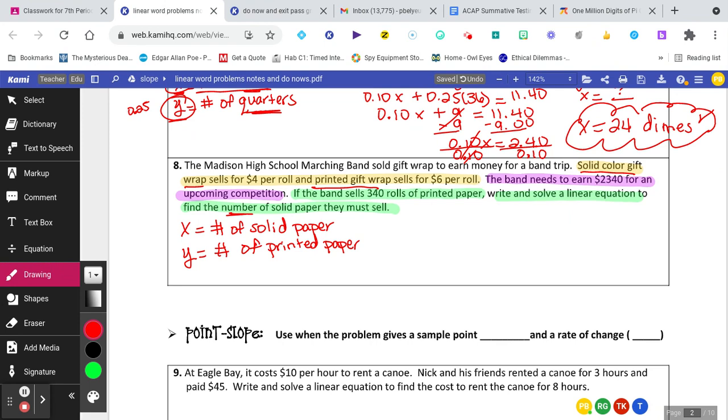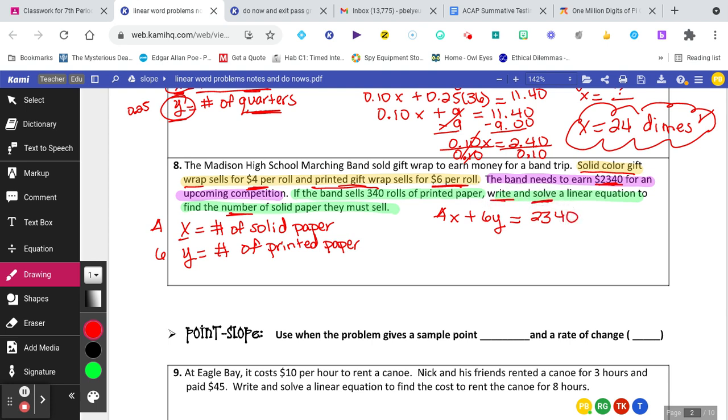So now what I need to do is attach a coefficient in front of X. What's going to sit in front of the X? What value is associated with the solid paper? Well, I know the solid color gift wrap sells at $4 per roll, so 4 is going to sit in front of it. So it's going to be 4X plus, and then the printed gift wrap sells at $6 per roll. So I know the 6 is going to go with the Y, plus 6Y. But the total sales need to come to $2,340. That's my equation, so I've written that.